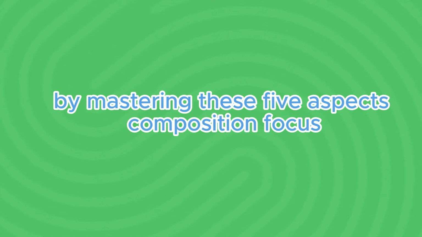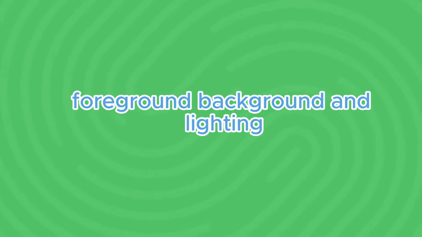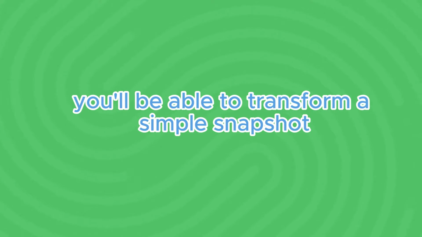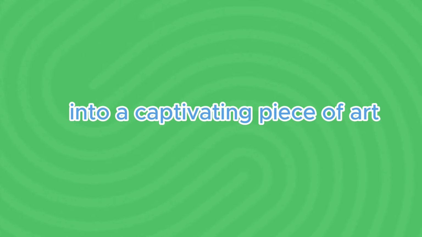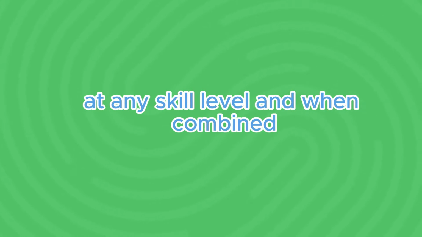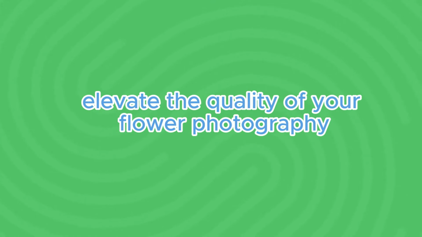By mastering these 5 aspects, composition, focus, foreground, background, and lighting, you'll be able to transform a simple snapshot into a captivating piece of art. Each of these techniques is accessible to photographers at any skill level, and when combined, they can dramatically elevate the quality of your flower photography.